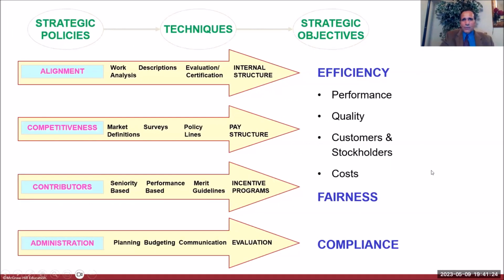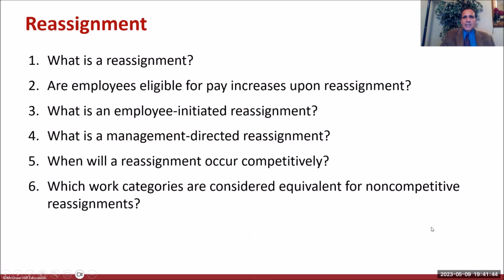So this is another way of looking at it. The fact that alignment, competitiveness, and contributions of employees in the management or administration all lead to hopefully efficiency, fairness, and compliance. Sometimes compensation has to be looked at from a reassignment perspective. In this case, we have to look at what reassignment actually means in every company. This happens a lot because people leave, people retire, people quit, and we change departments. So are employees eligible for pay increases during the reassignment? What is an employee-initiated reassignment? What is management-directed reassignment?